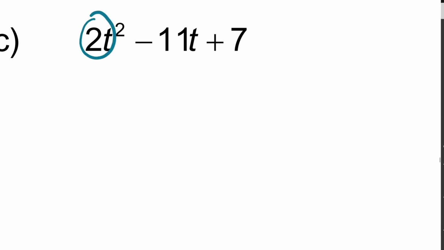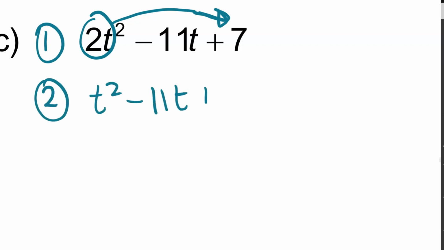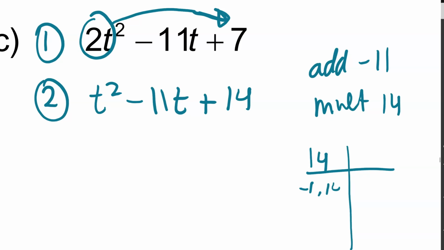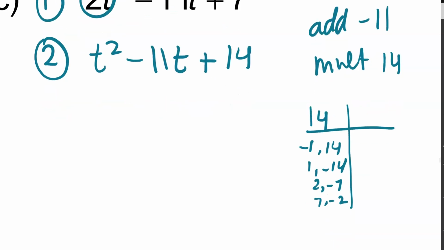So, first step, take your coefficient, multiply it to the C. Step 2, rewrite it. So I have t squared minus 11t plus 14. The sum of something has to be -11. Yep, so it has to add to -11 and multiply to 14. So let's come up with the factors of 14. Right, factors of 14. I could have -1 and 14, 1 and -14, 2 and -7, or 7 and -2. Right, I need them to multiply to 14, add to -11.